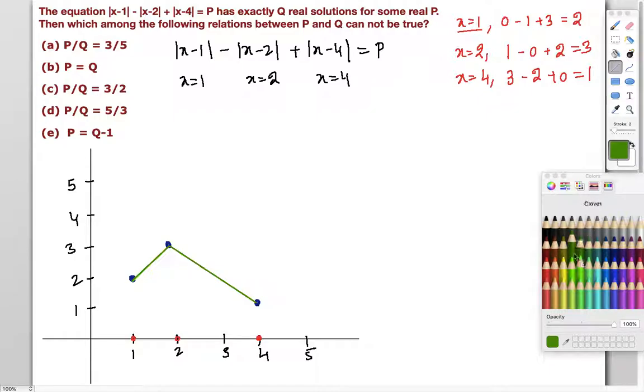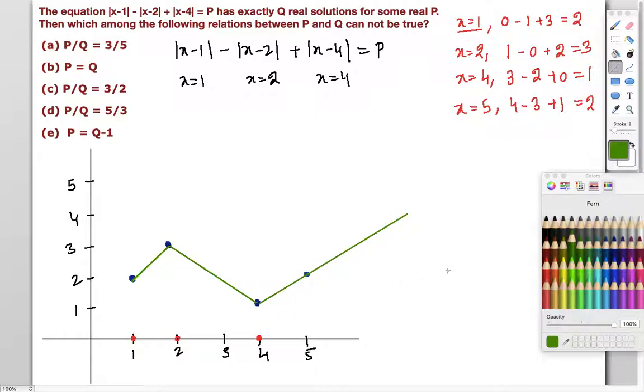Now, next, I need to take one point which is more than 4 and one point which is lesser than 1, to understand the pattern of the graph, whether it is an increasing line or a decreasing line. So let's take x = 5. If you substitute x = 5, p will be equal to |5 − 1| is 4, minus |5 − 2| is 3, and |5 − 4| is 1. So 4 − 3 is 1, plus 1, it is 2. So at x = 5, the value of y is equal to 2. So you can see it here that it will be an increasing function. So I can plot the graph like this.